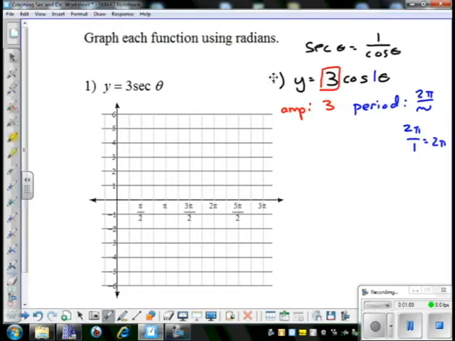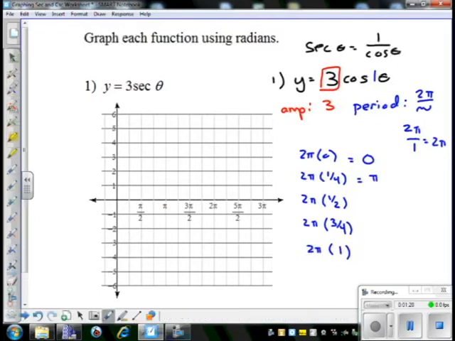Now, remember that's going to be 2 pi times 0, 2 pi times 1/4, 2 pi times 1/2, 2 pi times 3/4, and 2 pi times 1. Give us 0, pi over 2, pi, 3 pi over 2, and 2 pi as our 5 points within the period. So we'll be at 0, pi over 2, pi, 3 pi over 2, and 2 pi.